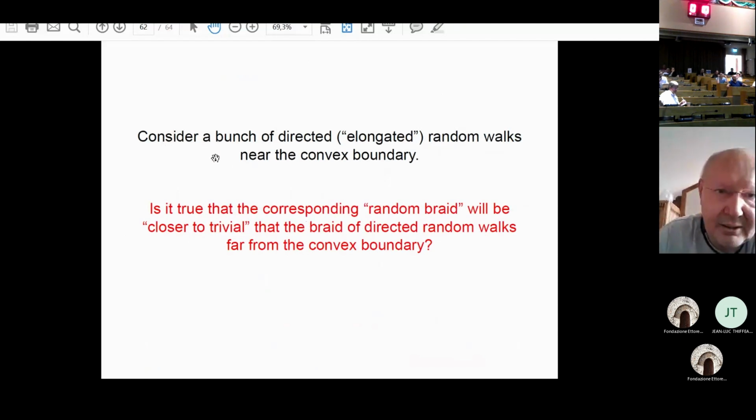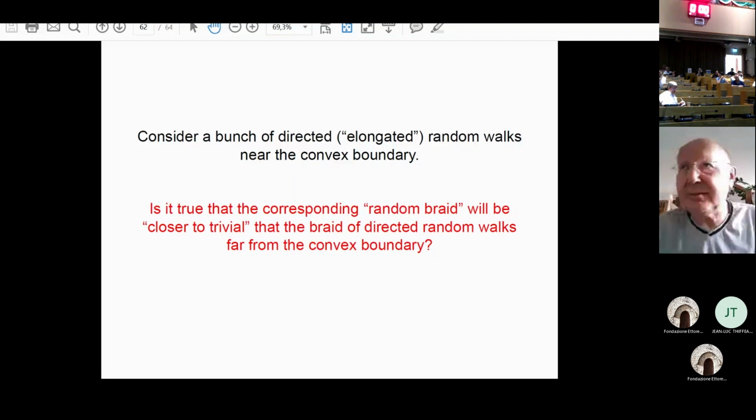And now the following question arises, and that is the end of my talk. Suppose that we have not a single random walk, but a bunch of directed random paths, and we put them in some region near the convex shape. They will have fluctuations which are suppressed with respect to Gaussian ones, behaving with fractal dimension 3. Is it true that the corresponding braid will be closer to trivial, less knotted, less entangled than the braid of directed random walks far away from the convex boundary? I don't know the answer to this question, but I guess that the answer is positive.